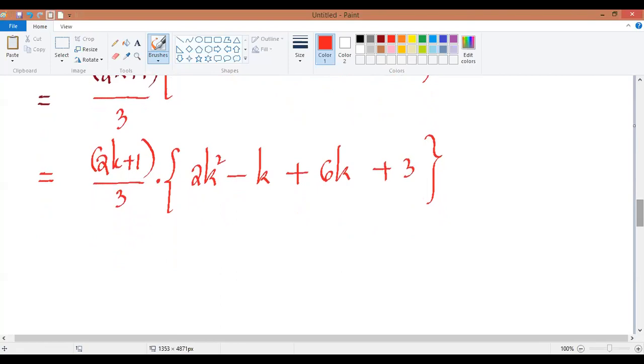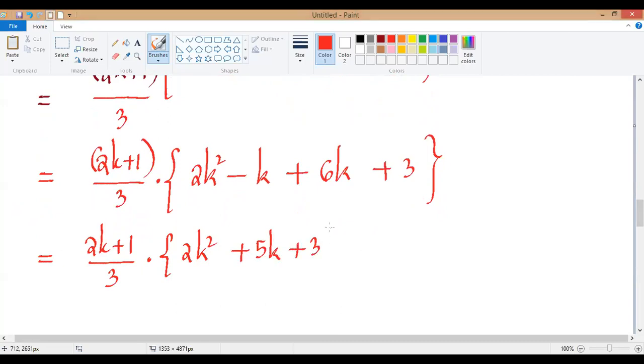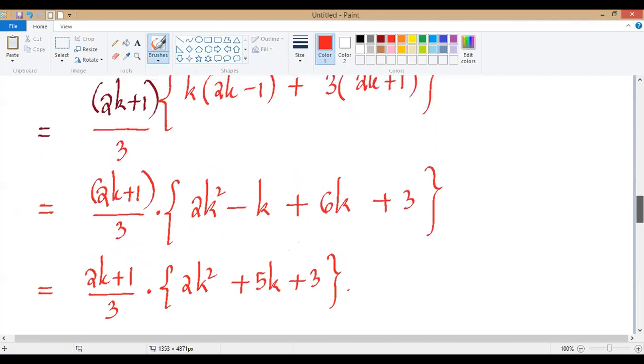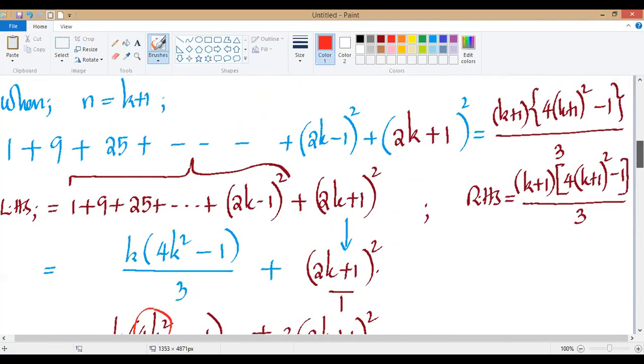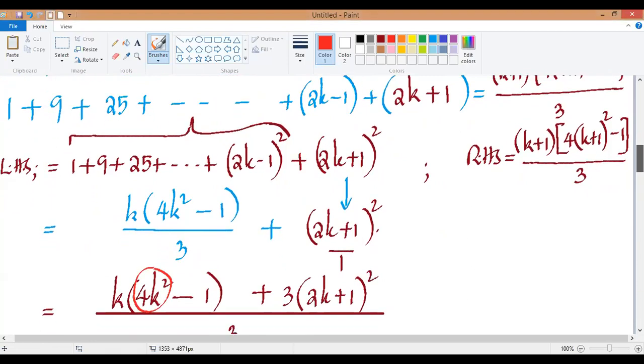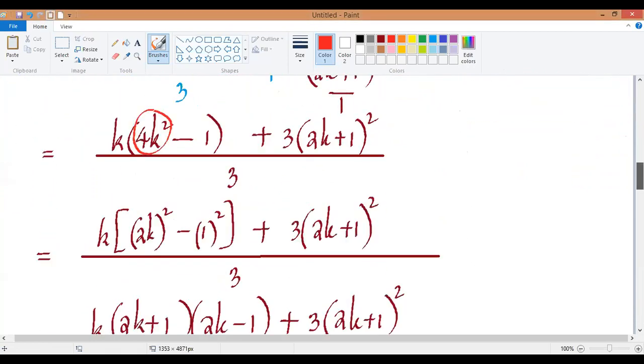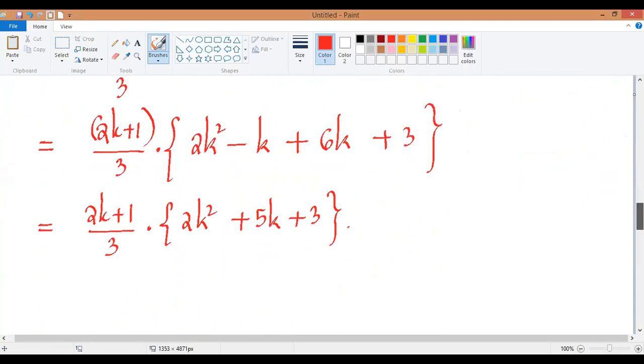And that quantity will lead us to say this is (2k+1)/3 multiplied by 2k squared plus 5k plus 3. That one, that's how it would look. However, the quantity we want, hope you see it. So what can we do?